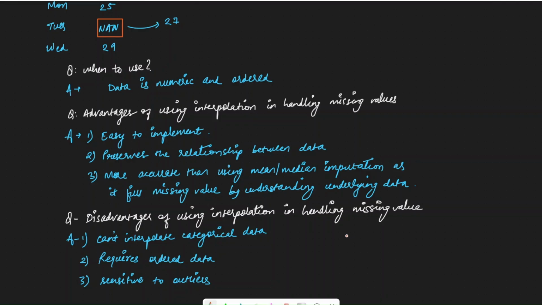Disadvantages of using interpolation for handling missing values: first, we can't interpolate categorical data. It can only be used for numerical types. Second, it requires ordered data. If the data is not ordered, then there is no way we can interpolate. And third, it is sensitive to outliers.